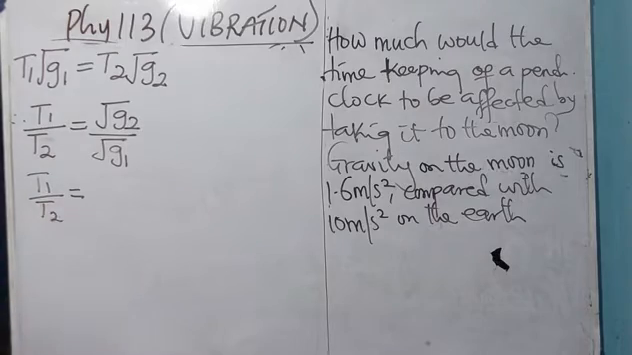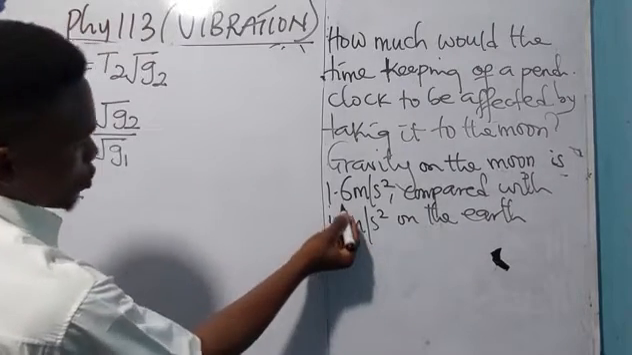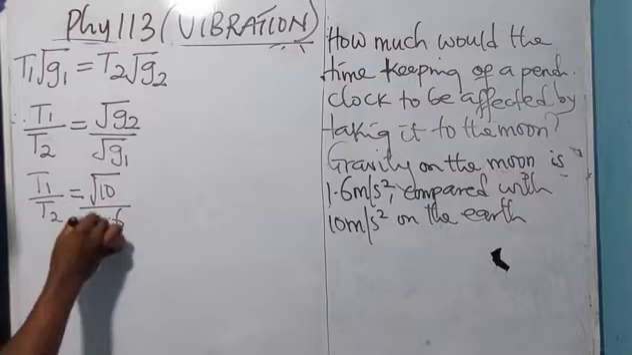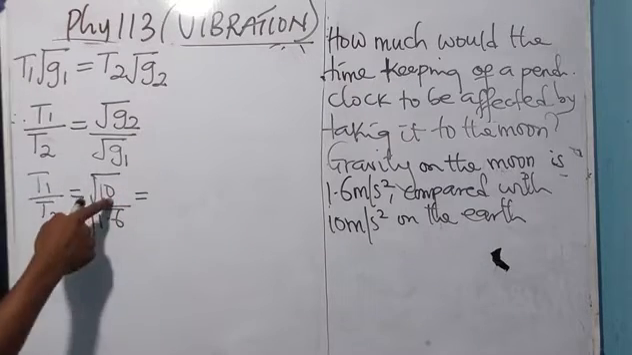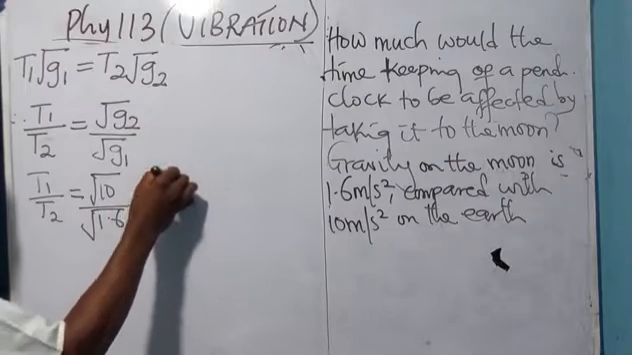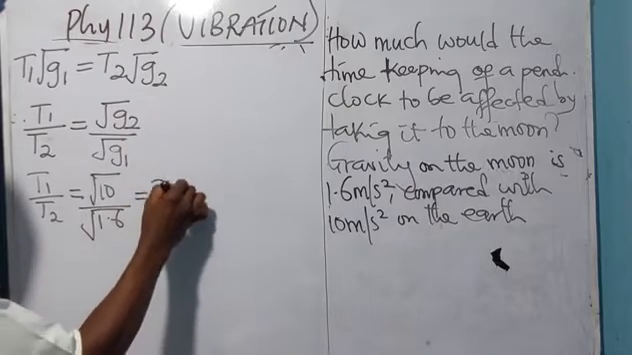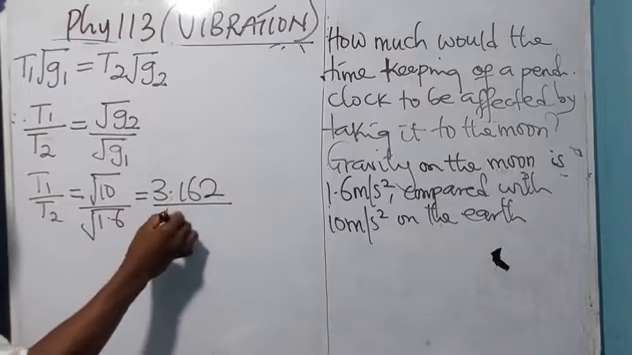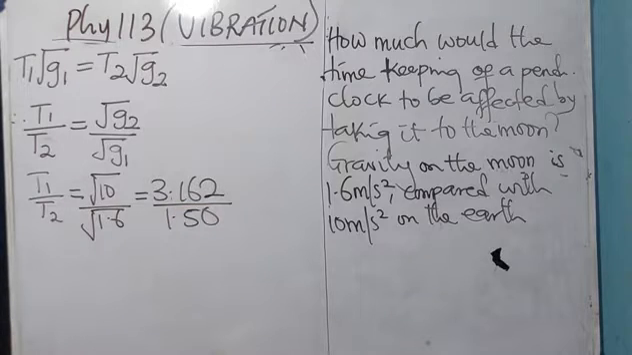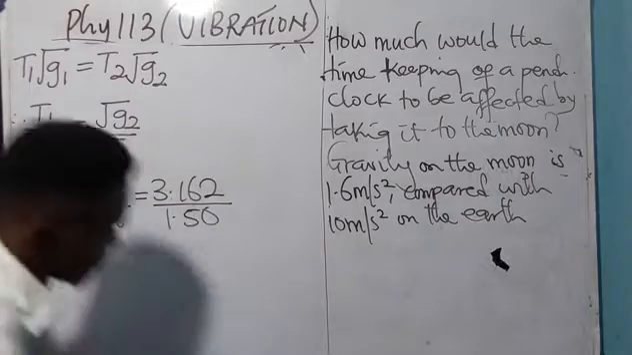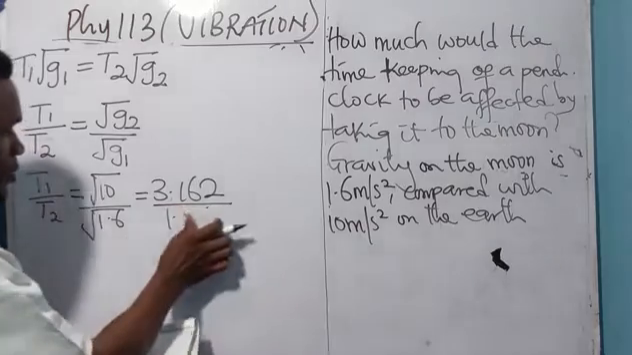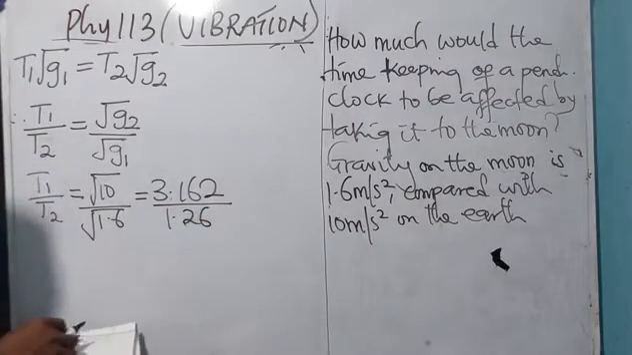Now from the question, g2 is 10, then g1 is 1.6. The square root of 10 is 3.16. Then the square root of 1.6, let me try it, equals 1.26.